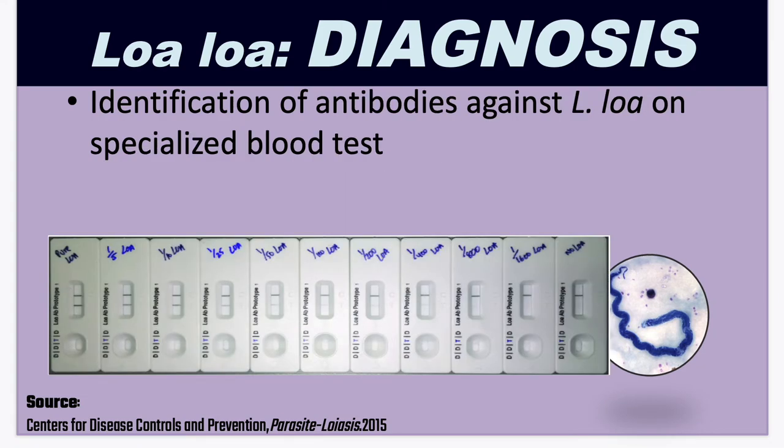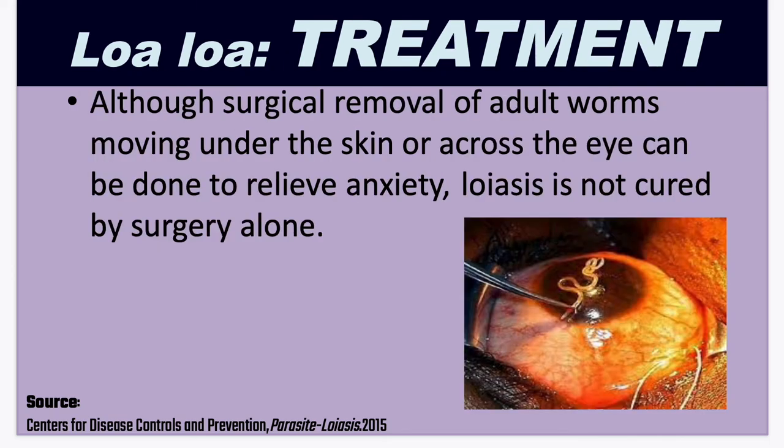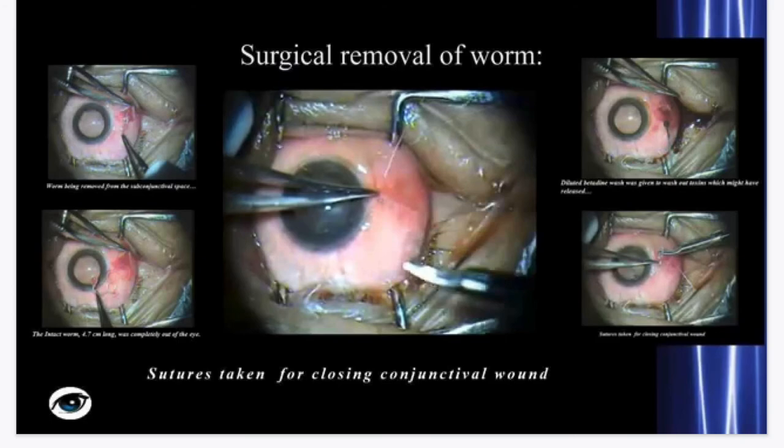So there is also a specialized blood test for the identification of antibodies against Loa Loa. And although surgical removal of adult worms moving under the skin or across the eye can be done to relieve anxiety, it is not cured by surgery alone. So this is the surgical removal of the worm.